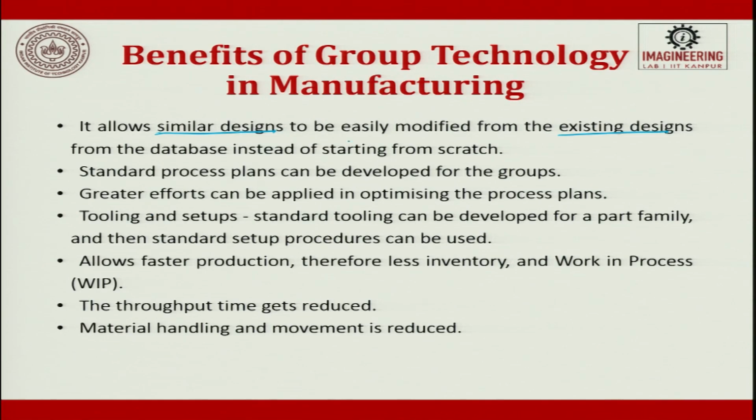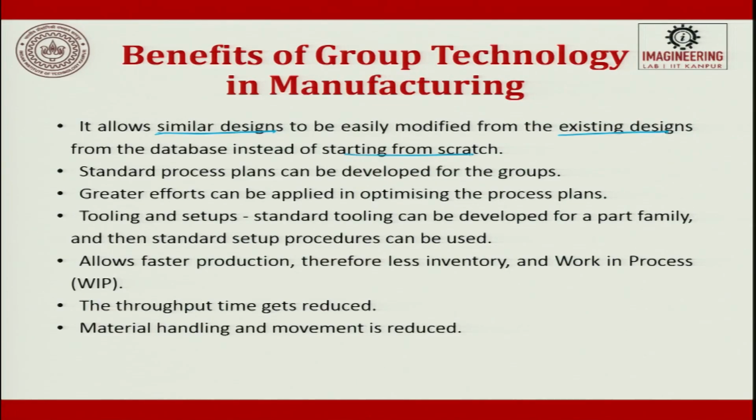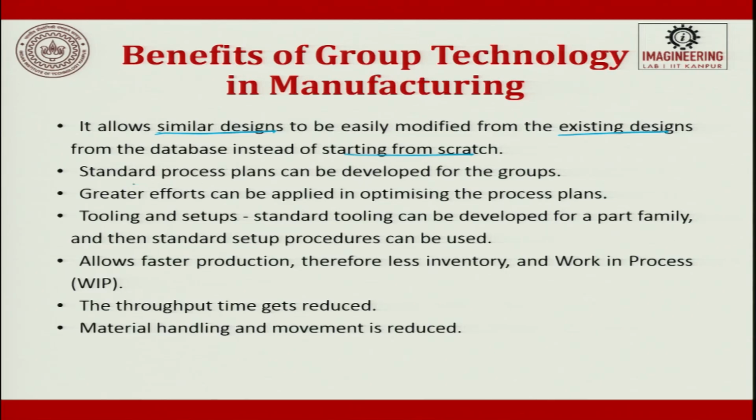So, it allows similar design to be easily modified from the existing design. There is a lot of data, and you are trying to group common data into one family. From the database, instead of starting from scratch, as I told you in the example, when a new part or a new plant comes inside, how do you classify them and how do you talk about their characteristics? A standard process plan can be developed from the grouping. Once you have grouped them, I can have a strategy such that these are the processes which are to be used if the data is like that.